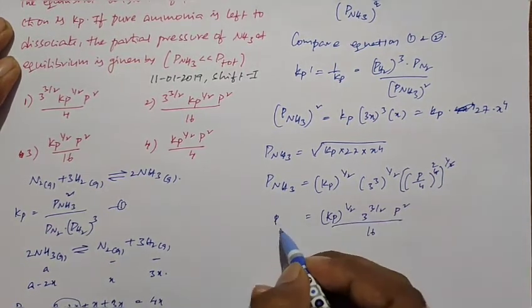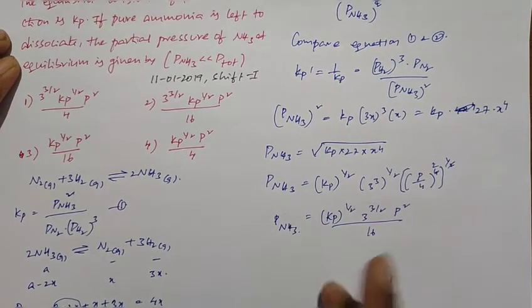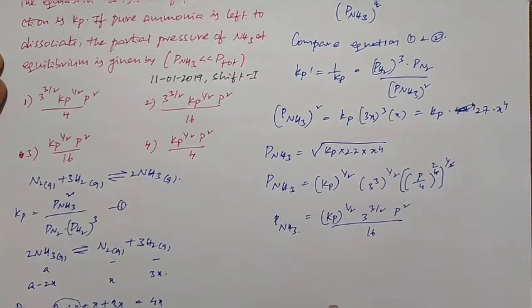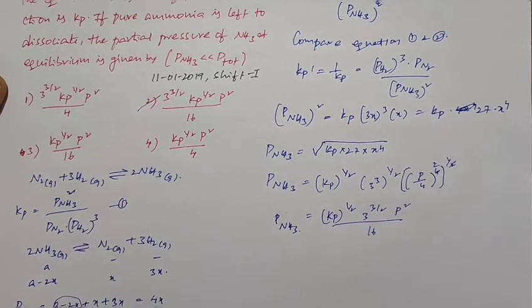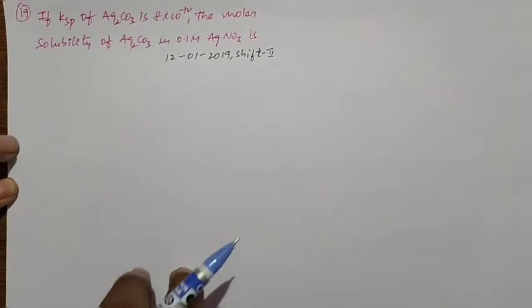So this is the partial pressure of ammonia at a given condition. So you get the second option is the right option. That's all. Okay, students, this is next question.